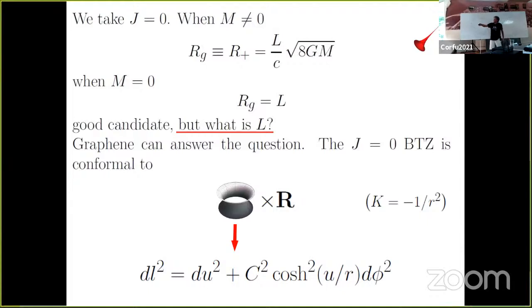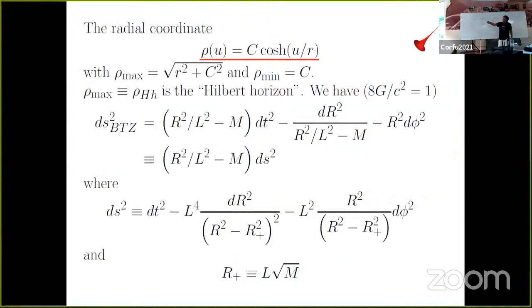So take J equals zero BTZ. The J equals zero BTZ is conformal to the hyperbolic pseudosphere times R, which has got this negative constant Gaussian curvature. The line element of the hyperbolic pseudosphere is written in here, okay? Where, as I said, R is constant and C is constant. There are two constants in the game, and these are the angles, okay? So phi is the angle, and u is the longitudinal variable. Okay, so the radial coordinates, you can write it this way.